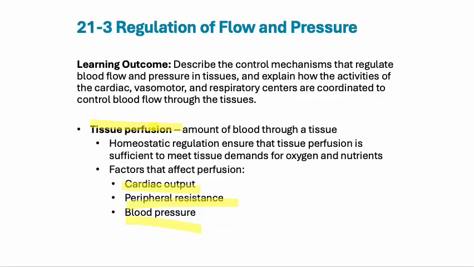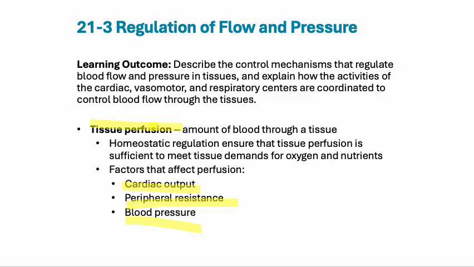So now we're going to be going to part 3. We're going to be working on learning about the control mechanisms that regulate blood flow and pressure in the tissues, and explain how the activities of both the cardiac, vasomotor, and respiratory centers are coordinated to control the blood flow throughout the tissues and match perfusion with the needs of those tissues, specifically for oxygen and nutrients, as well as to eliminate wastes that are building up in the active tissues.